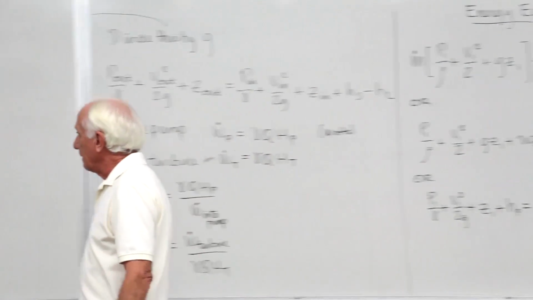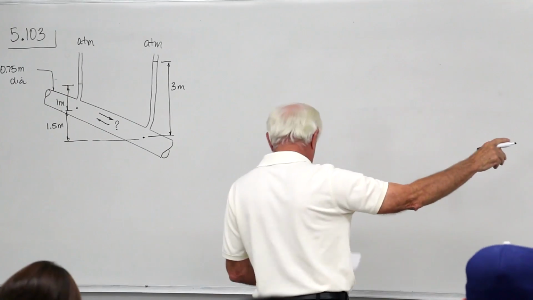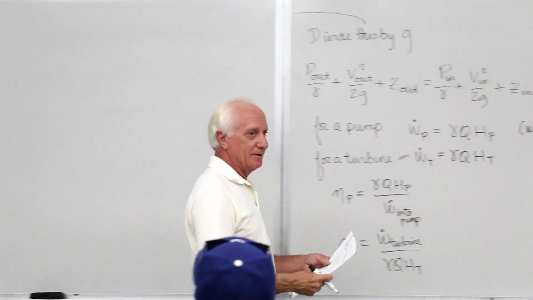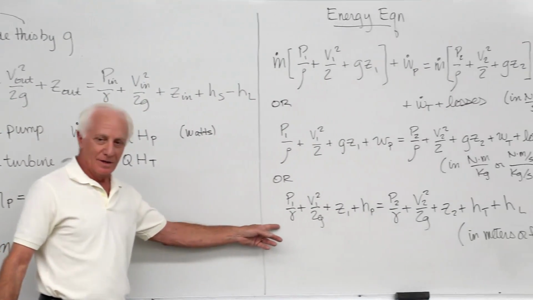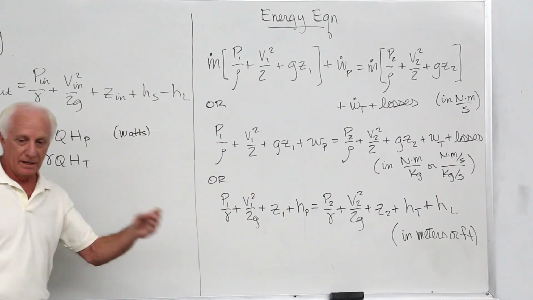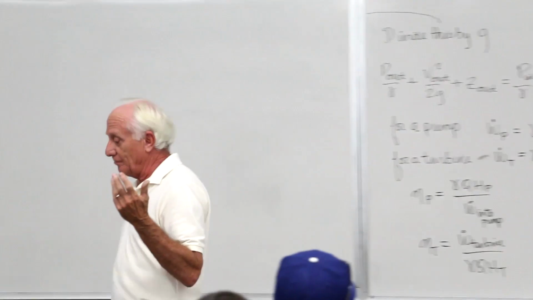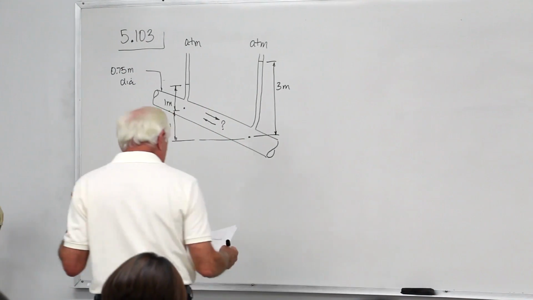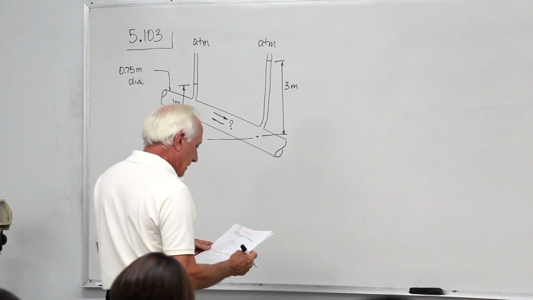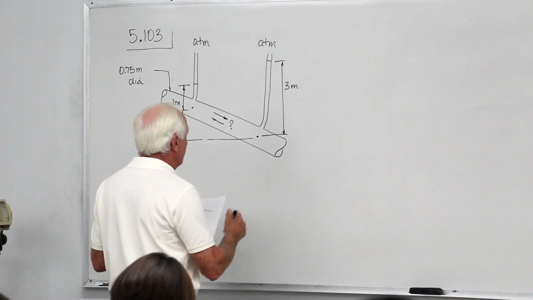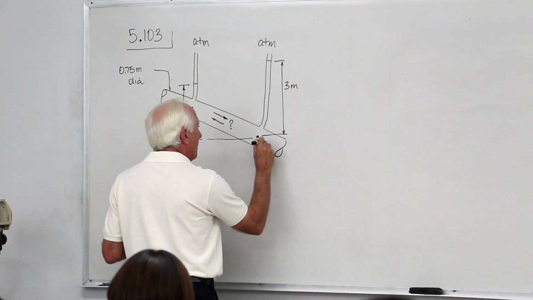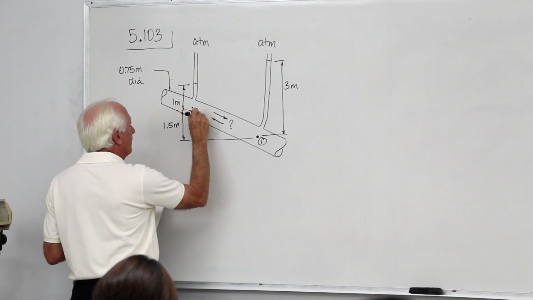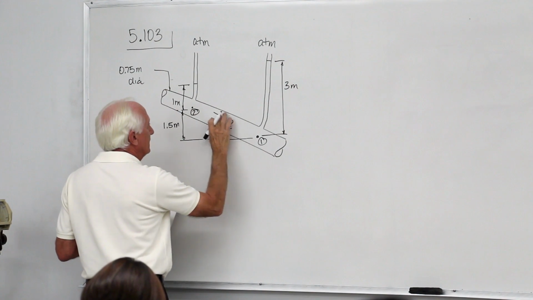Okay. Let's see which one I should take. As I said, normally use this guy, so I'll start with him. That's fine. Now you have to assume a point 1 somewhere. So my assumption is the flow goes from point 1 to 2, and here's point 1, and here's point 2. So I'm going to see if that's right.